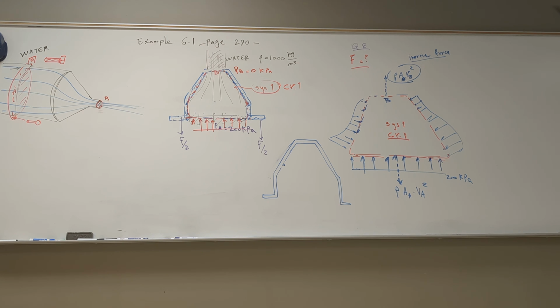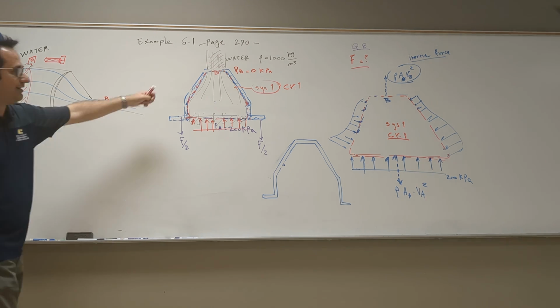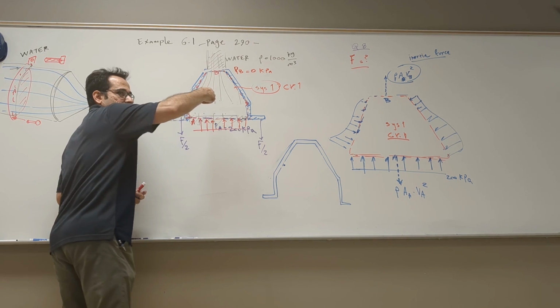So if you're not sure, make sure you go back. That's the reason I draw the 3D nozzle. It's not drawn in your book. I had to draw it to show you why you don't add gravity here. Why? Because gravity is downward.